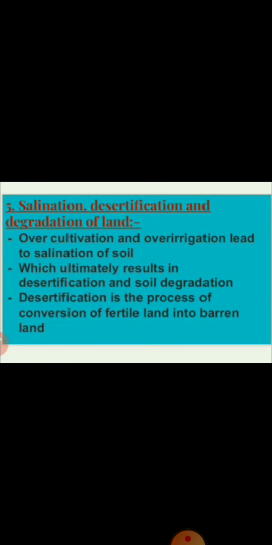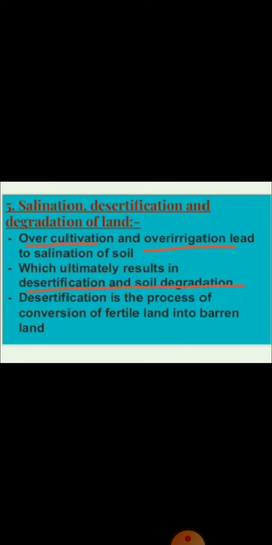Let us discuss the last rural environmental issue, that is salination, desertification and degradation of land. Over cultivation, intensive agriculture and over irrigation are the primary causes of soil salination. When water is overused in farmlands, it leads to salination because with evaporation of water, the dissolved salts come up to the uppermost layer of the soil, which leads to soil salination. And when agrochemicals are used in excessive amounts, this also leads to soil salination. And soil salination ultimately results in soil degradation or desertification.